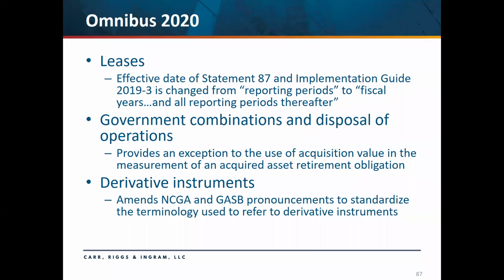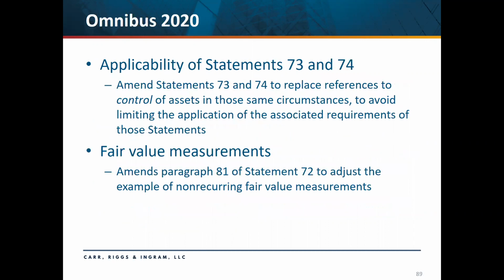Government combinations, there was a little bit of change on that. Derivative instruments, just kind of amending some of the terminology that's been used there. Application of Statement 84 to postemployment benefits. So basically there's some change in Statement 73 and 74. So Tina, that's on the next one, 73 and 74 that conflict with Statement 84, okay? So that'll help to clarify that. Same thing with the applicability of 73 and 74. They've again updated this language to coincide with Statement 84, so that way the language all meshes together.